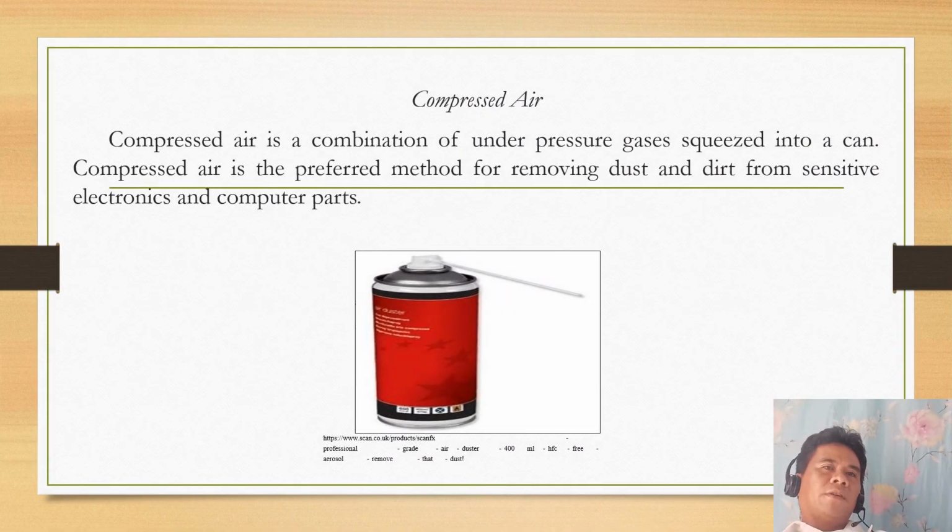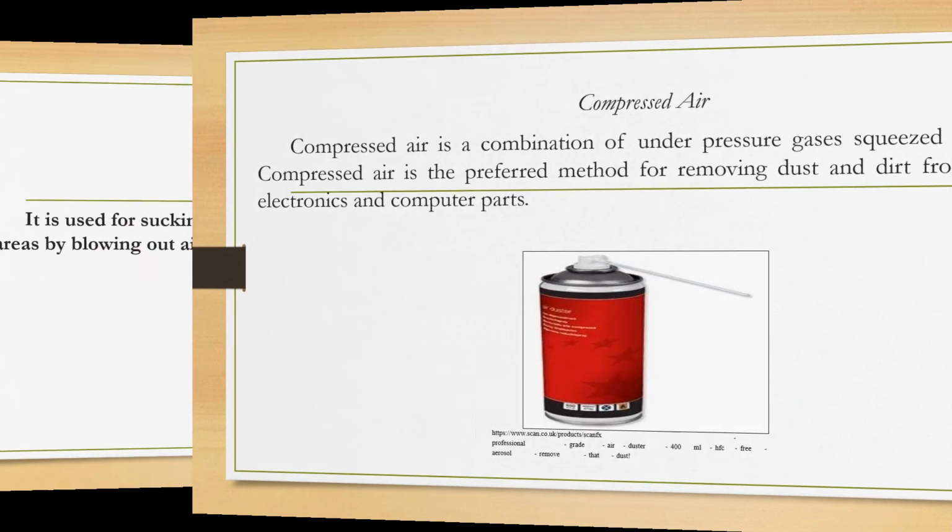The other one is the compressed air. What is the function? So compressed air is combination of under pressure gases squeezed into a can. So compressed air is the preferred method for removing dust and dirt from sensitive electronic and computer parts. So mo ginagamit sa mga sensitive parts, mga gagmay nagdipla nga mga parts sa aton computer. So we are using the compressed air to remove the dirt. Okay, sa mapabayan naton, may tendency pa nga makakos pa na siya nga magubang aton nga mga components.